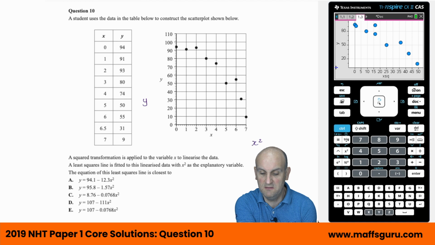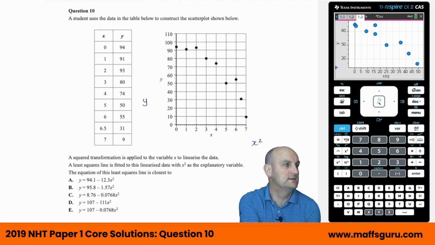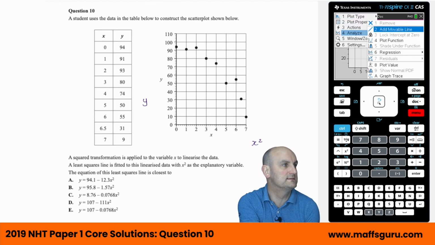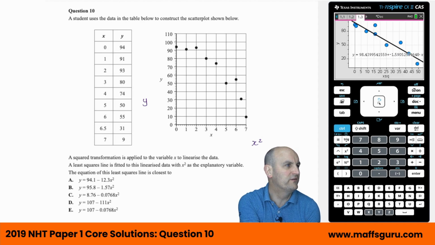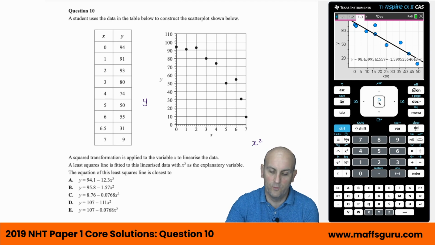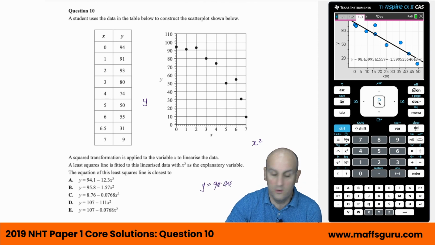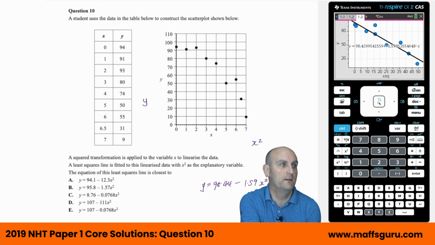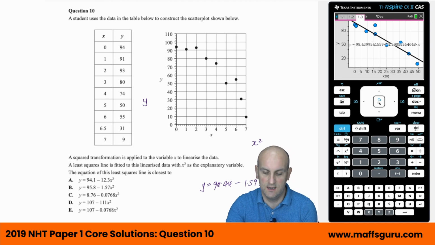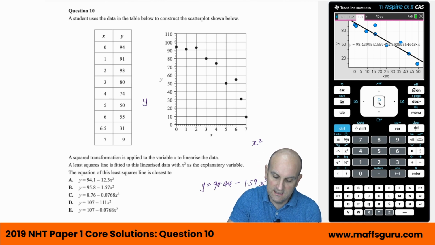Yes, no, maybe. And so what we can do now is go menu, analyze, regression, and let's show least squares regression line there. So it gives me something along the lines of y equals 98.44 minus 1.59, and it's not x. Again, your calculator will trick you, and the exam board want you to be tricked because it's not x. Remember, we actually had an x squared. It just doesn't know that. So what are we looking for?